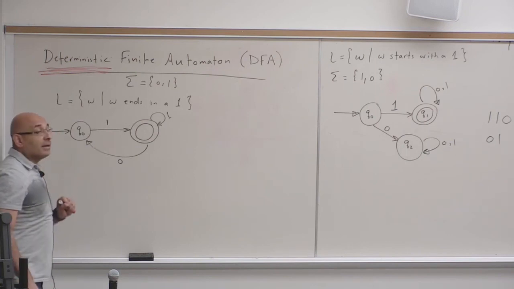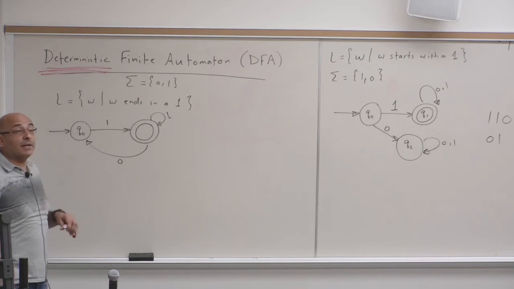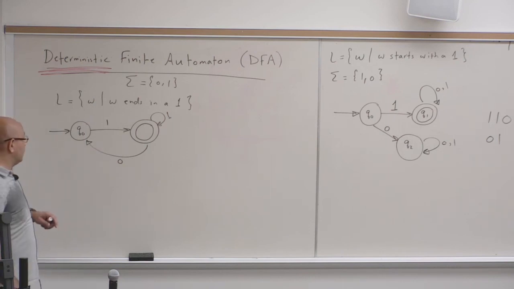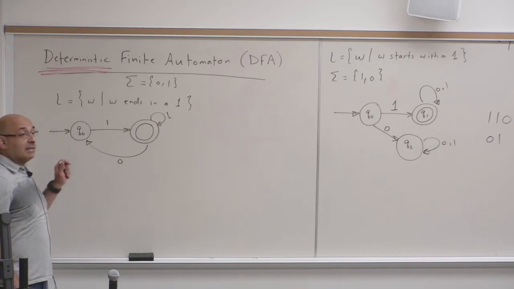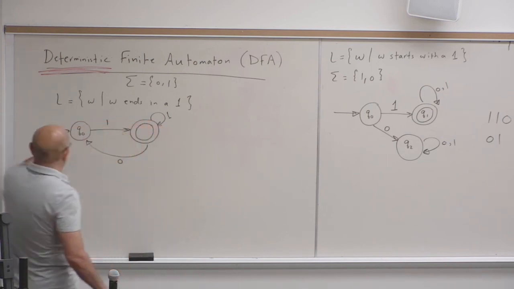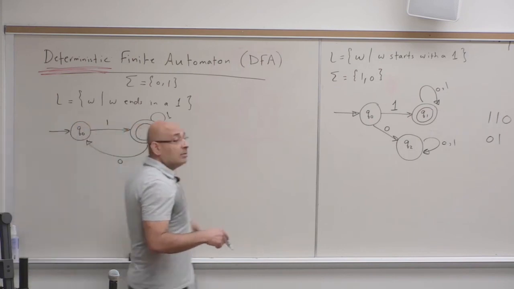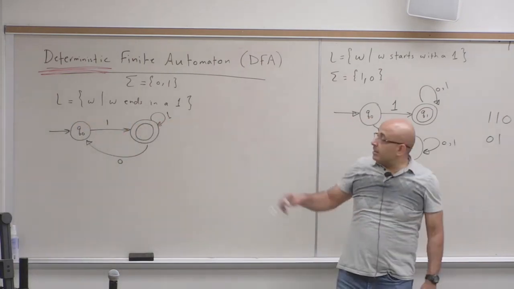So now, is this a DFA? Is what's on the board a DFA? No. Okay. It's not deterministic. What's missing? A transition for a 0 from Q0. Where should that go? Zero on itself. Yeah, why looping on itself, not going to Q1? Let's call this Q1.